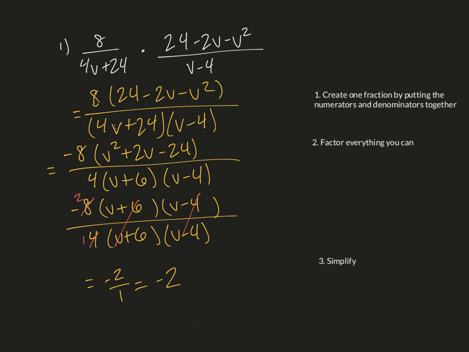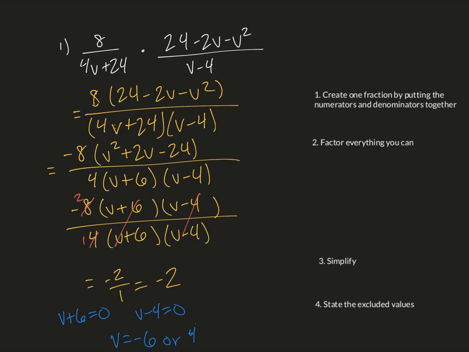Now, here we also have to state the excluded values. What it means to state the excluded values is basically anything that we crossed off, or anywhere the denominator would equal 0. Where we are right now, we're just at a negative 2. The denominator is 1, and 1 is never going to equal 0. But I did cross out a v plus 6 and a v minus 4. So I'm going to need to know where v plus 6 equals 0 and where v minus 4 equals 0. Hopefully you see that when v equals a negative 6 or a positive 4, that is when either of those will go to 0.